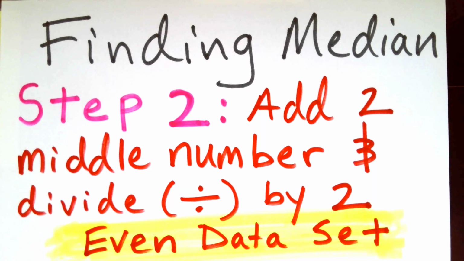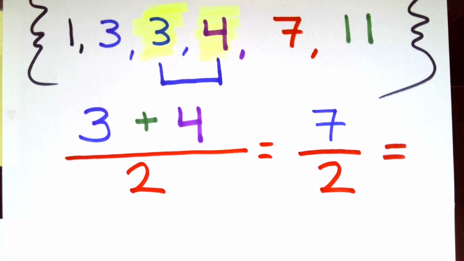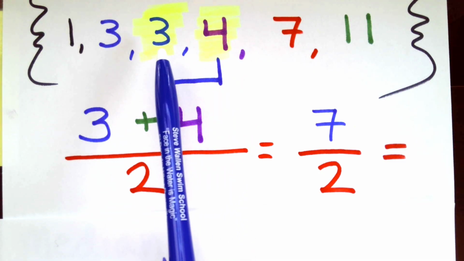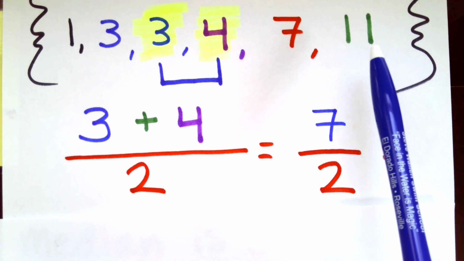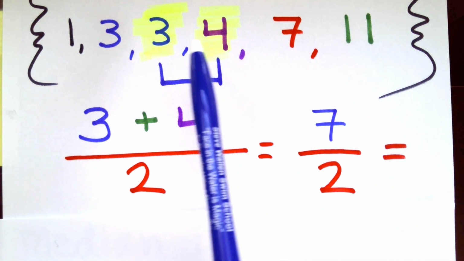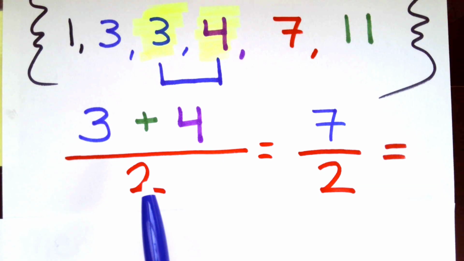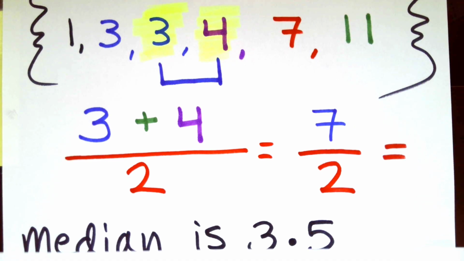All right, so again, we are going to follow through with step 2. We're going to be adding the 2 middle numbers, and then we're going to divide by 2, again, because this is an even data set, in finding the median. All right, here, so you can see the 2 middle numbers, 3 and 4. Counting from the outside, there's 1, 2, 3 numbers. Starting at the greater number, 11, you count 1, 2, 3 numbers. So the 2 numbers that share the middle are 3 and 4. We're going to add those numbers together, divide by 2. 3 plus 4 is 7. 7 divided by 2 is a median of 3.5.